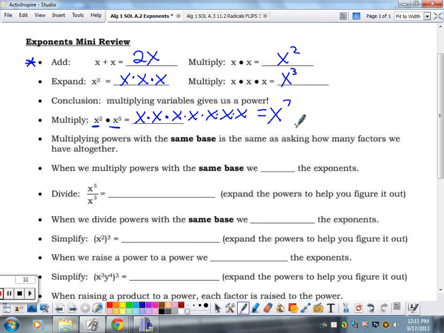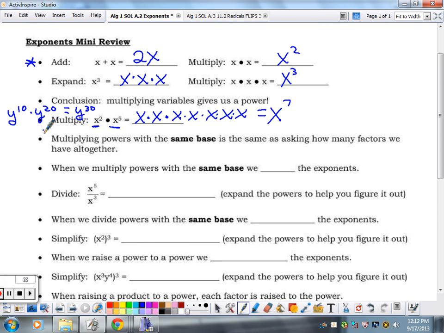So let's look at what we did here. When we multiply powers with the same base, we're basically asking, how many factors do you have? You have two factors here, you have five factors here. How many factors are there together? Seven. So if I have, let's try the y, y to the 10 times y to the 20. Well, how many factors of y do I have? Y to the 30. Because here's 10 factors of y. I've got another 20 factors of y. There's 30 factors of y.